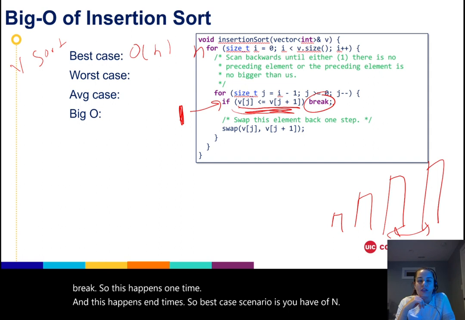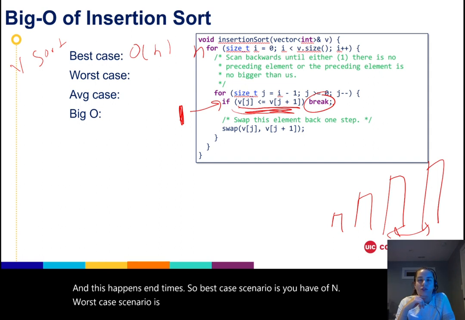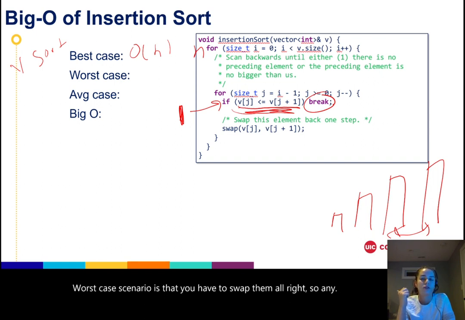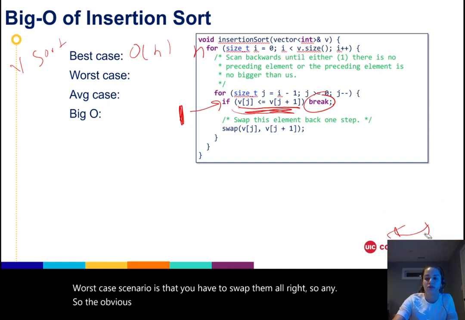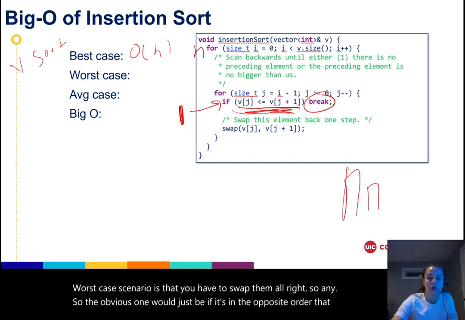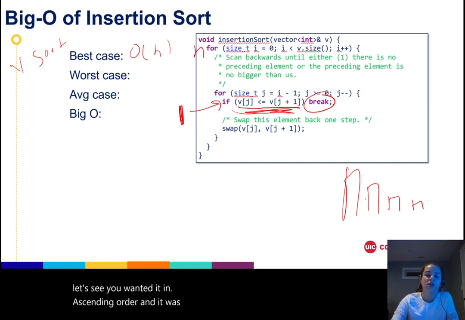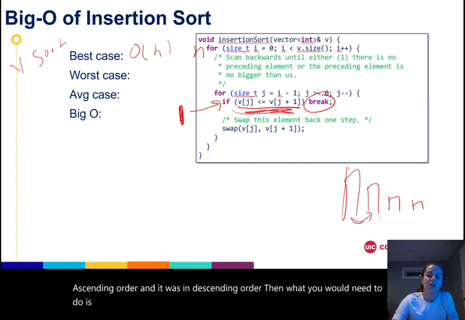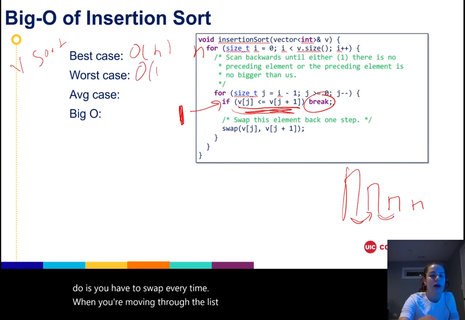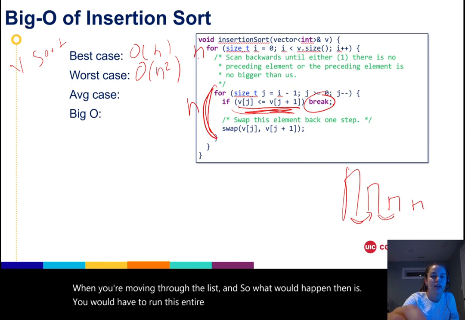The worst case scenario is that you have to swap them all. The obvious one would be if it's in the opposite order that you want. Let's say you wanted it in ascending order and it was in descending order, then you'd have to swap every time when you're moving through the list. And so you would have to run this entire loop every time, which is n, and this loop every time, so that would be n squared.